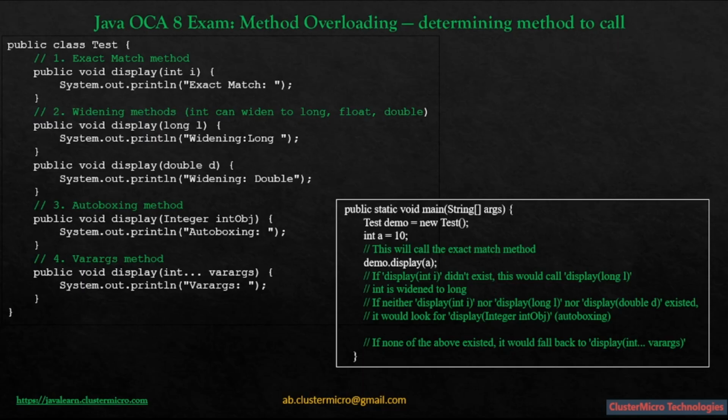If none of the above existed, Java would finally consider display(int... Varargs). Varargs is always the lowest priority option. Java only uses it when every other option has been exhausted. The reason Varargs is last is that it is the most flexible. It can accept any number of ints, including 0, right? Because it matches so broadly, Java treats it as a fallback rather than a first choice. So that is method overloading, determining the method to call.